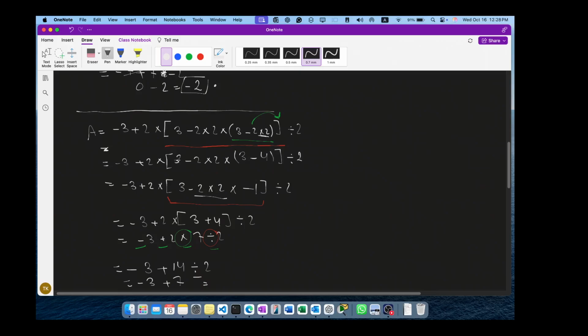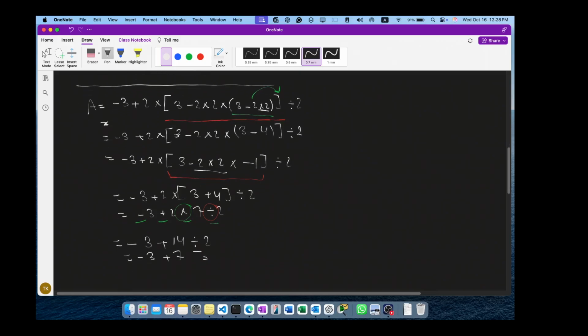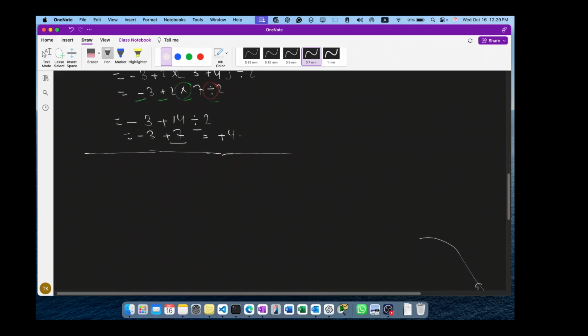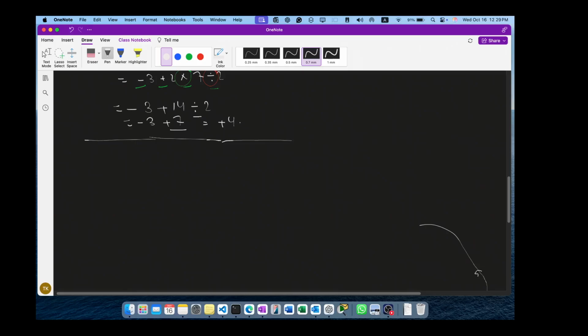Now, subtraction and addition normally. What is the bigger number? 7. I will take the sign of 7 and I will subtract, which equals 4. And that's it. I hope, guys, you can solve your exercises in the worksheet. It refers to this.